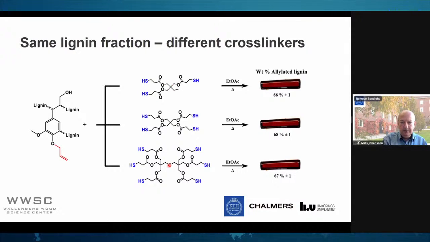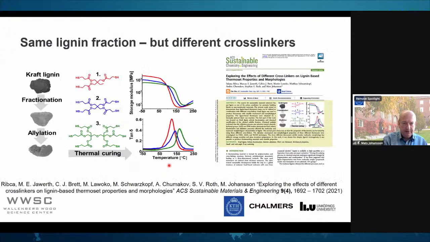Question here, do we see differences? Yes, we see rather significant differences. We see a shift in the glass transition temperature. We've got differences in the modulus also, and this is still something that we are exploring. We're not fully understanding this. We got different Tgs, as you can see here, and it shifts quite a lot. So also here it shows that the connectivity in between these lignin domains will have a big influence.